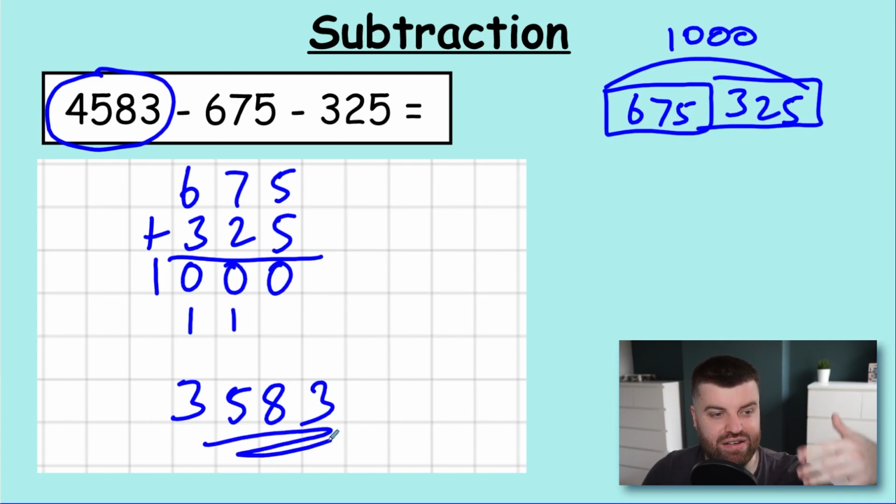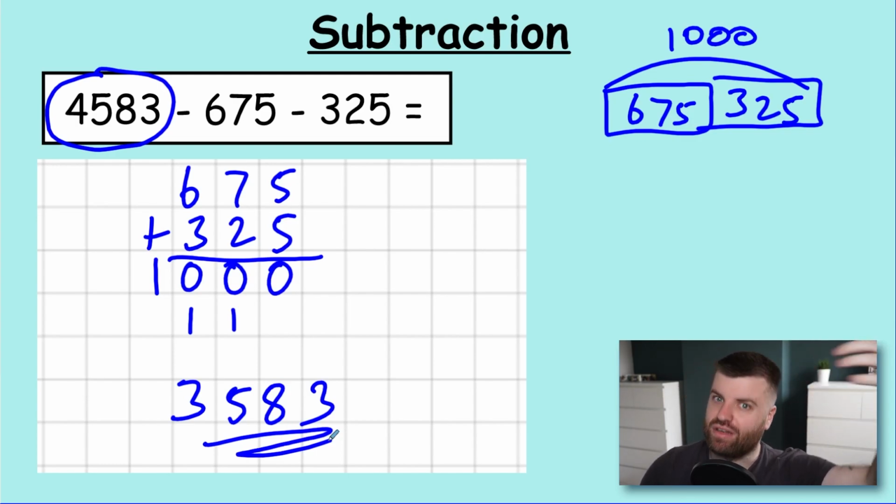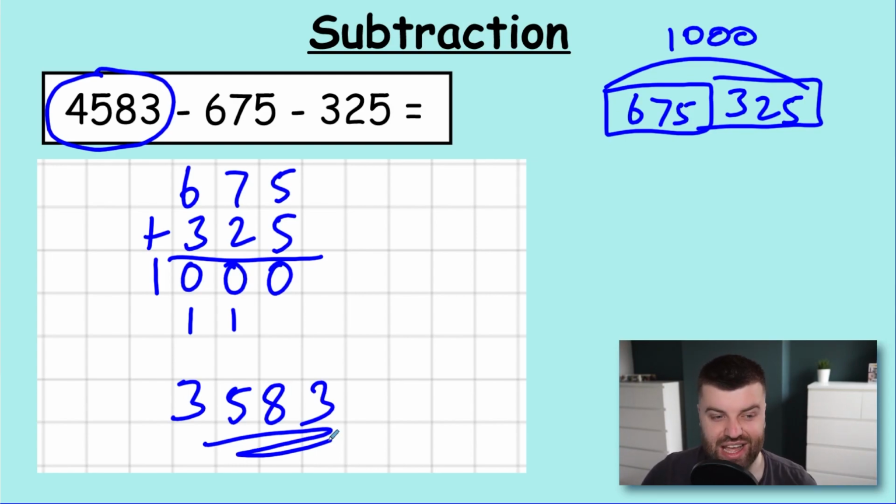Now you could have sat there and done take away 675 and then loads of exchanging and got an answer, and then take away 325 and then lots of exchanging and got an answer. And that's fine. But what we're trying to do in this 7 plus, we're trying to save time, trying to be efficient, and understanding that we can just add these 2 chunks together and then take it off. It saved us loads, guys. It saved us loads of time.